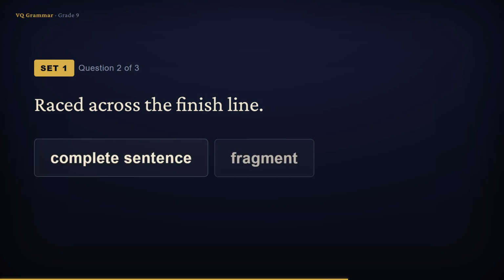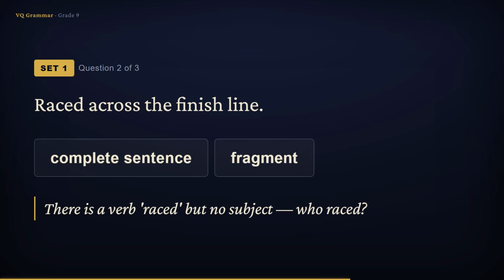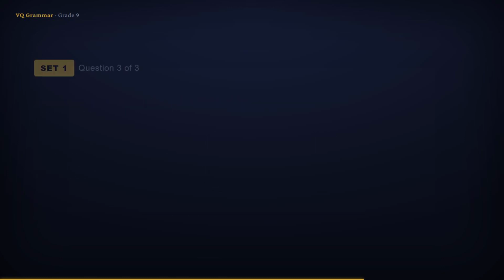Raced across the finish line. There's a verb here, raced, and we can even see where it happened. But ask the key question. Who raced? Nobody is named. With no subject, this is missing one of its 3 parts, so it's a fragment.